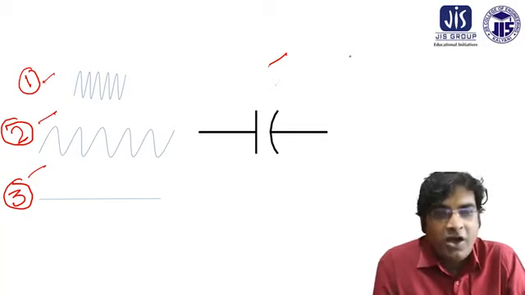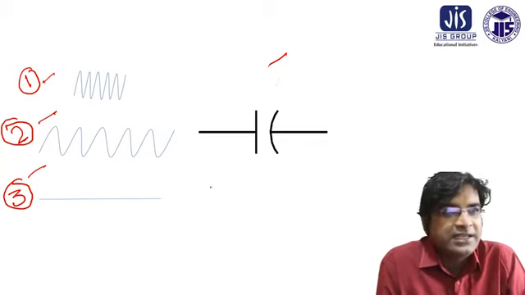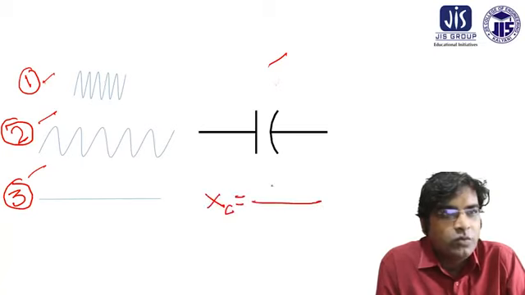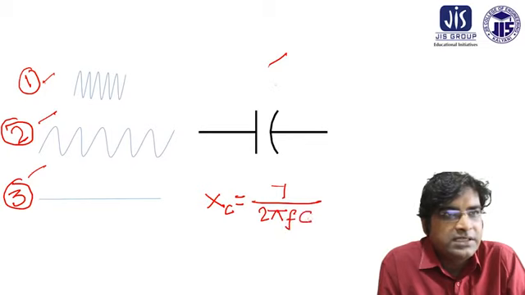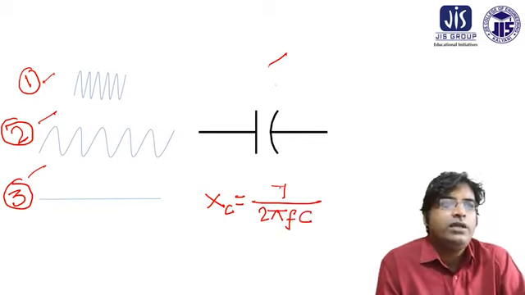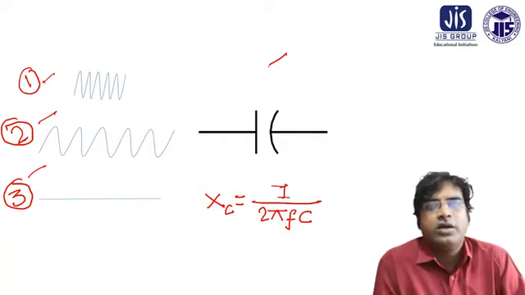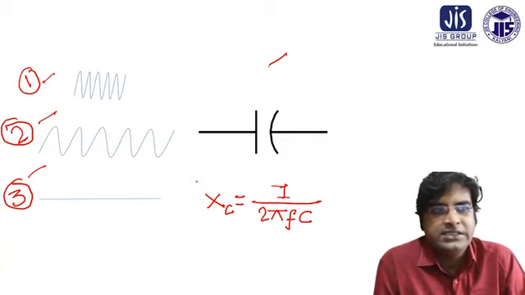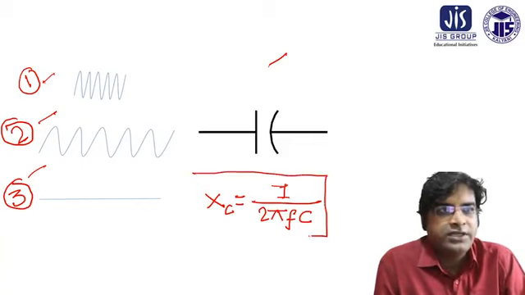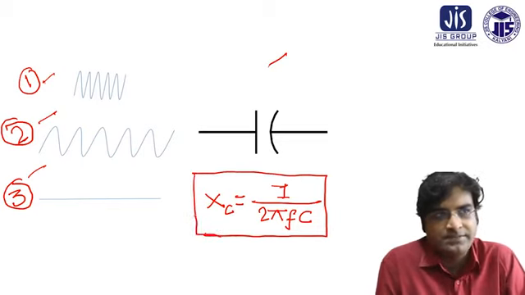My dear students, we already know that XC equals 1 by 2 pi FC. We know about this. XC equals 1 by 2 pi FC. This is the reactance for the capacitance.